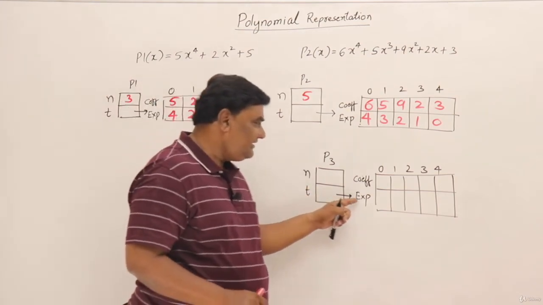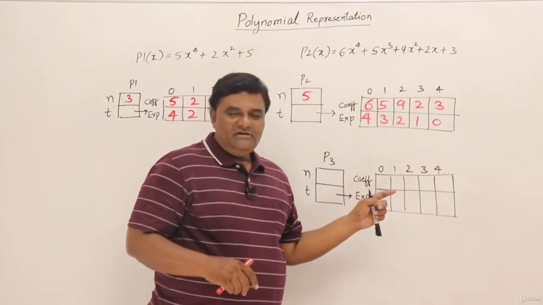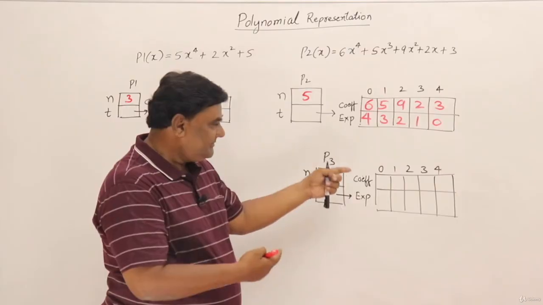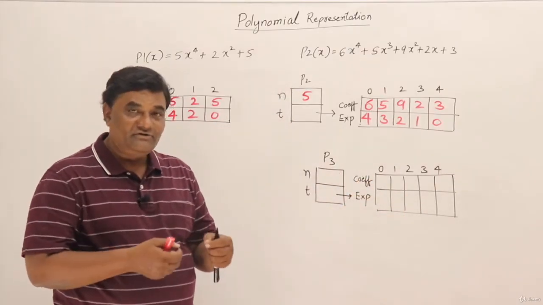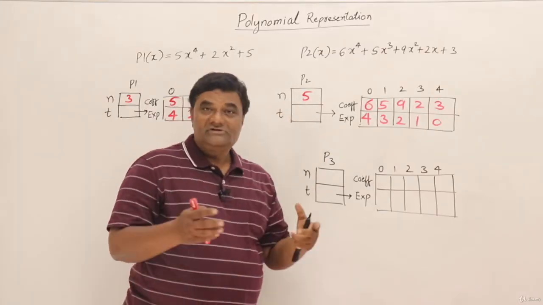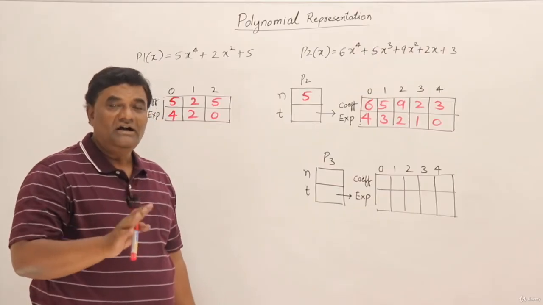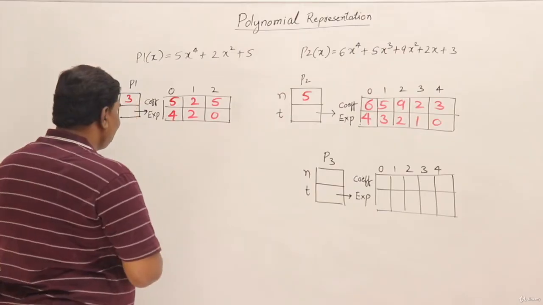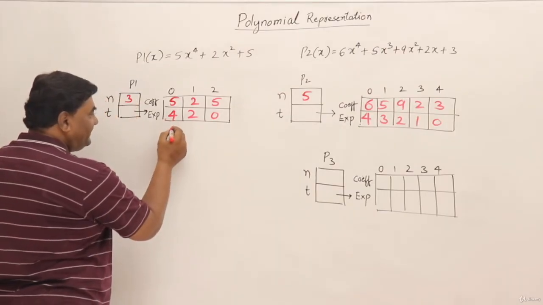So I need an array here. Of what size? Again, maximum 8. I should take an array of size 8 here, but I already know what the answer will be, so I have taken only 5 here. You have to take an array equal to the number of terms here plus the number of terms here, because maximum that many terms are possible. Now let us see how to add these two. For adding these two, we need a pointer, an index pointer, right? Not an address pointer.